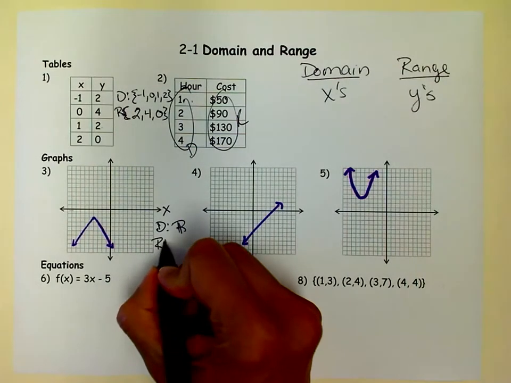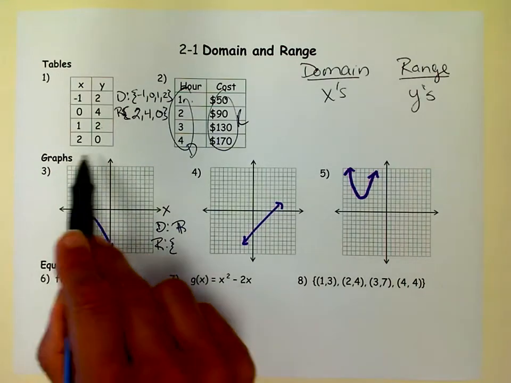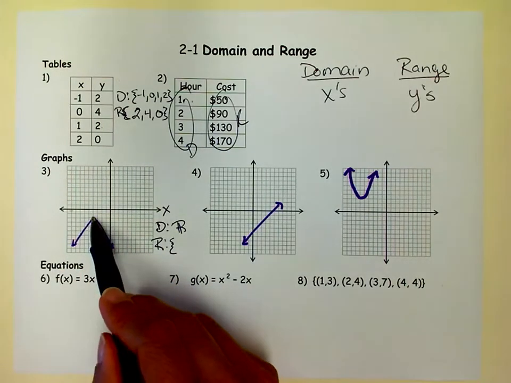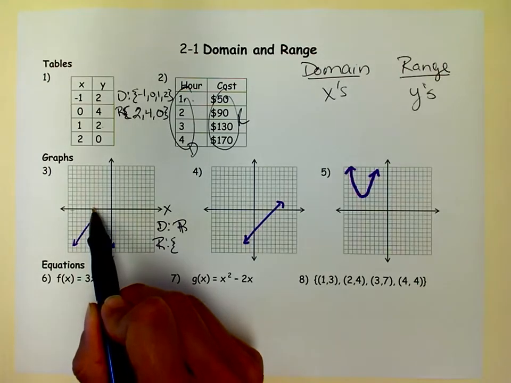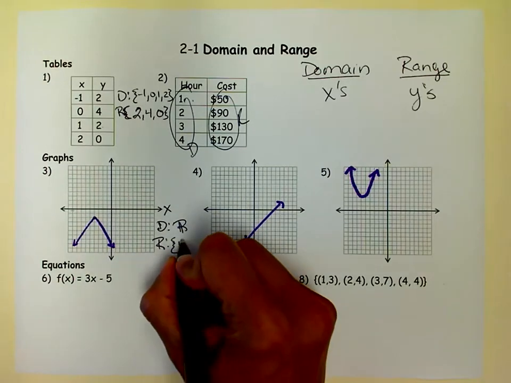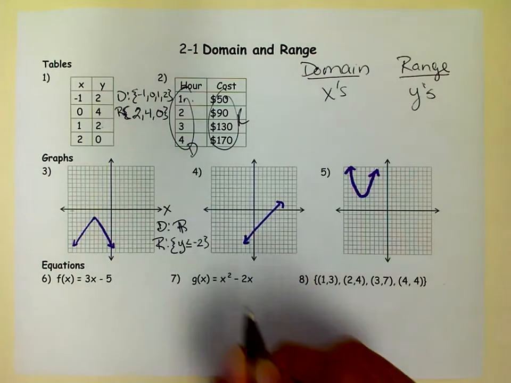For the range, it's not all real numbers, because you'll notice there's no values up here. It starts here and goes down. So we have to find out what that y is. Remember, range is y, so we're going to go from the x-axis down, 1, 2. So I know that all the y's less than or equal to -2 are where the range is.